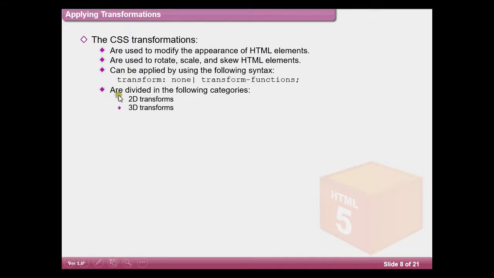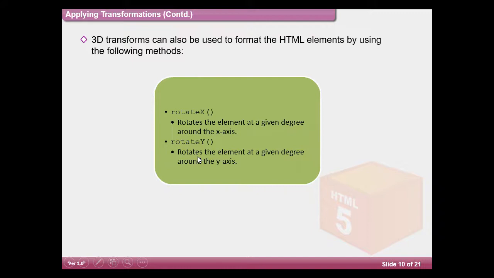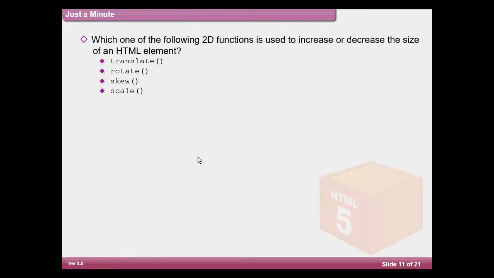Now we have CSS transformation. 2D transformations and 3D transformations are pending: scale, matrix, skew, rotate, and translate. So this is pending, that we can apply to images and videos, so I'll show you that. Rotate X and rotate Y are also pending, so that is what is coming in the next class.